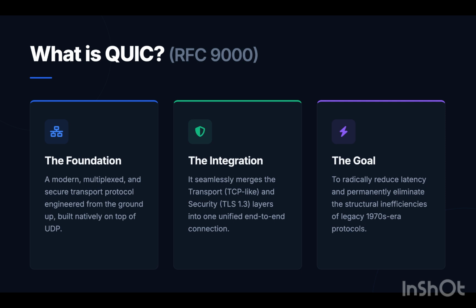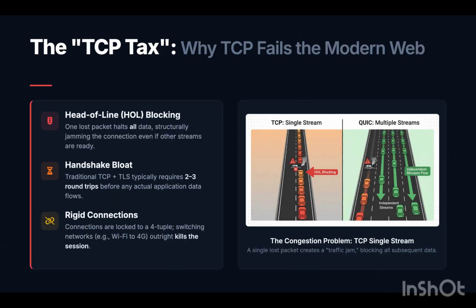And third, the goal. QUIC exists to radically reduce latency, that's the delay you feel when loading a page or starting a video call, and to permanently fix the structural problem baked into 1970s era protocols that we have been using ever since. So let's come to slide 3, the TCP tax.